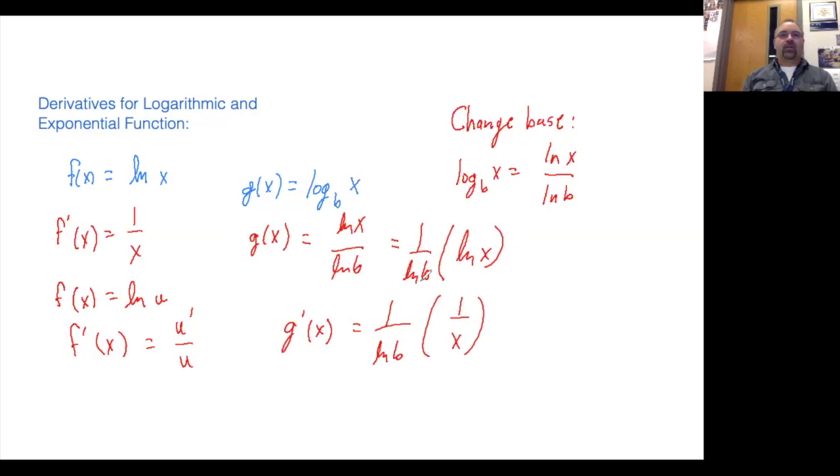The bigger thing here is to remember that when we get a base that's not natural log, we're always going to change it back to natural log so that we can apply the natural log rule. That way we don't waste a lot of brain cells trying to memorize formulas that we don't really need, because we already know how to change base. We learned that a long time ago, probably back in Algebra 2.